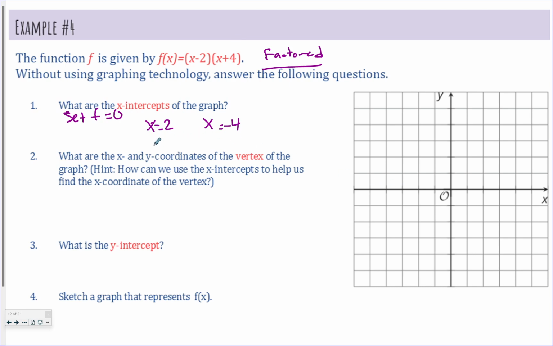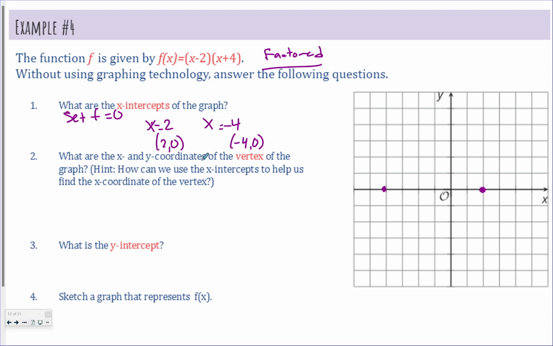Let's actually plot them on the graph. So they're going to be (2, 0) and (-4, 0) because the y-coordinate we're saying is 0. We want to know what values produce this output of 0. So (2, 0) and (-4, 0).